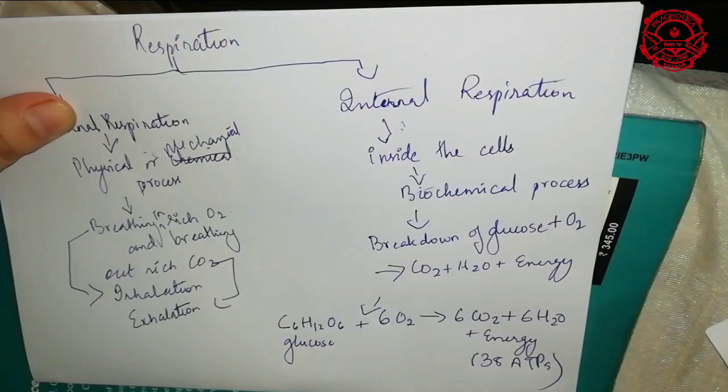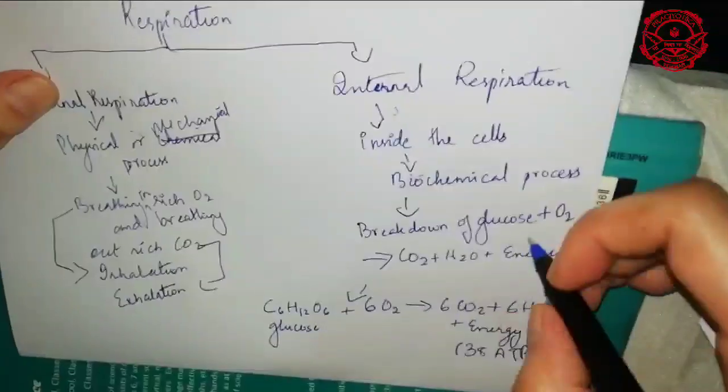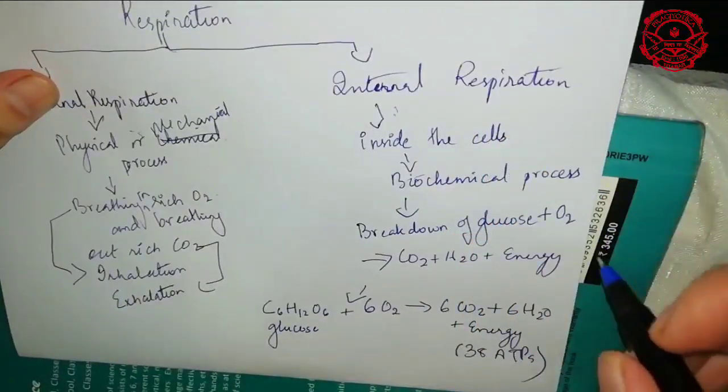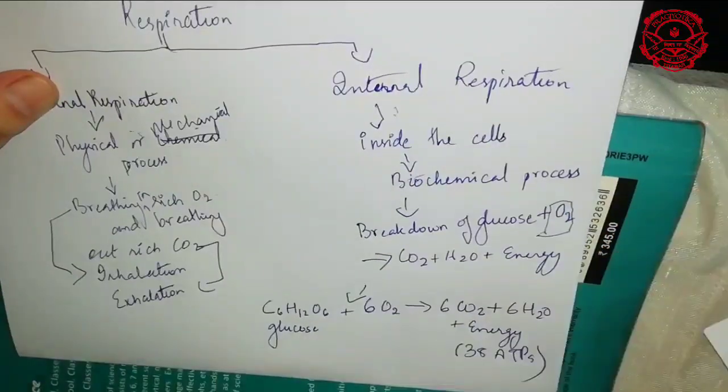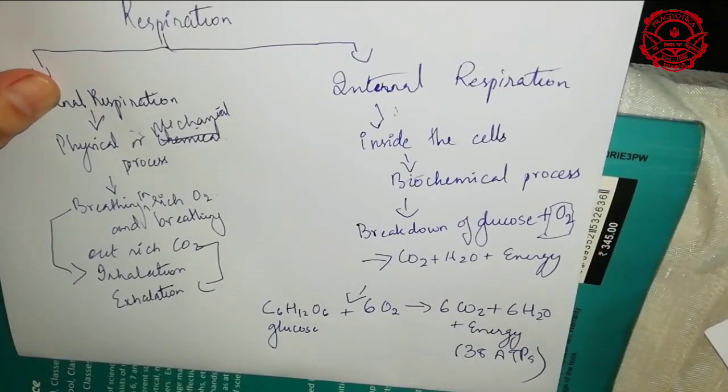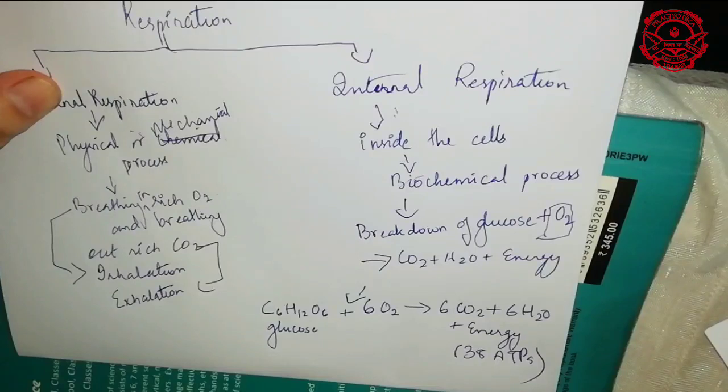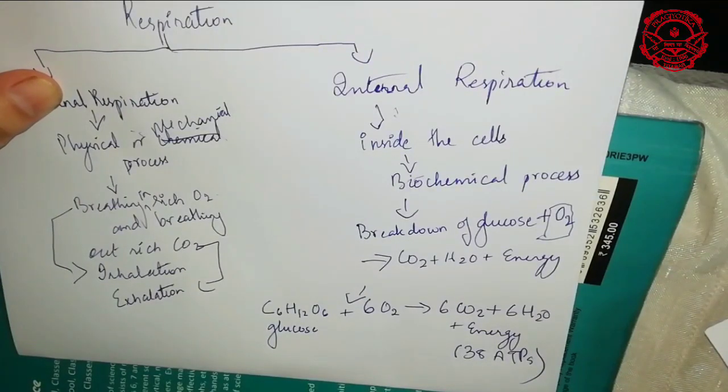Remember, you know that in order to undergo internal respiration, oxygen is needed, because oxygen is needed to break down glucose. The oxygen which we get comes from inhalation. That means when we breathe in that rich oxygen, this oxygen will help in the breakdown of your glucose. Second point, they show the oxidation of glucose molecules.